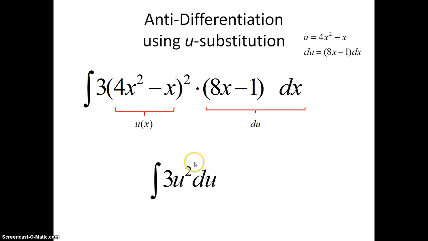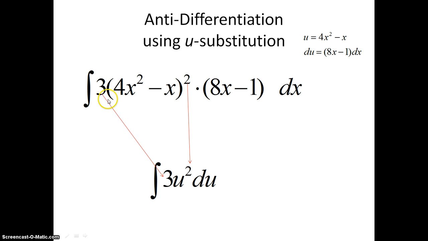And the technique then is to use this dummy variable in place of the quadratic. So 3 times the quadratic squared becomes 3u squared. And we have this product wrapped up in the differential du. Now we know how to do the reverse power rule. We're going to go up to a cubic.